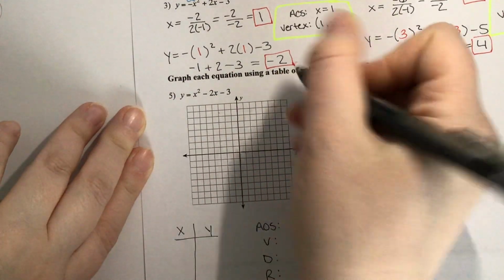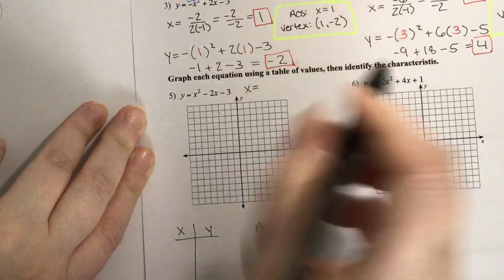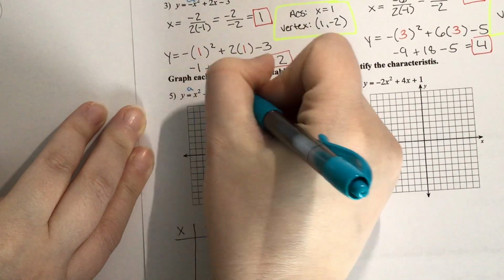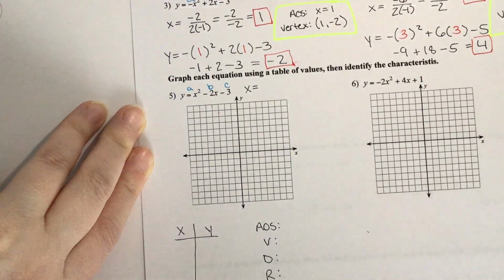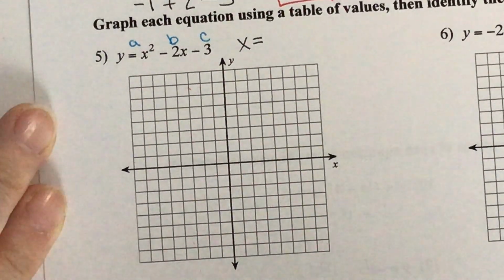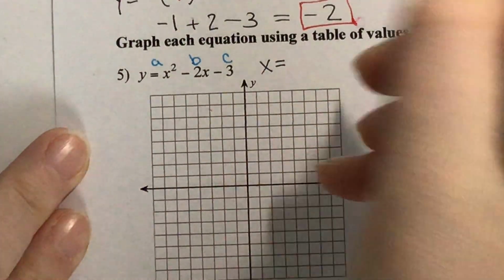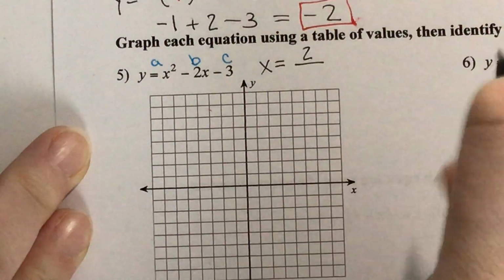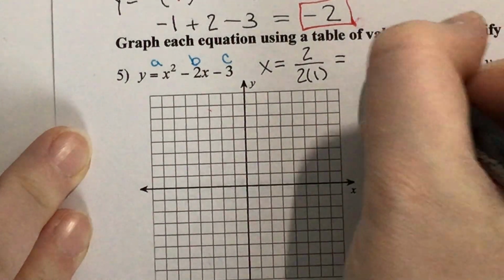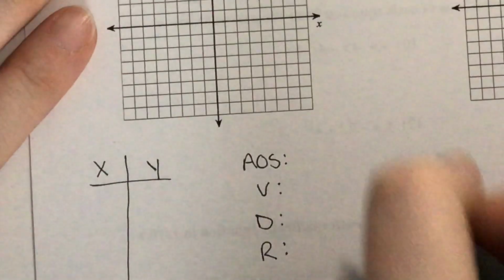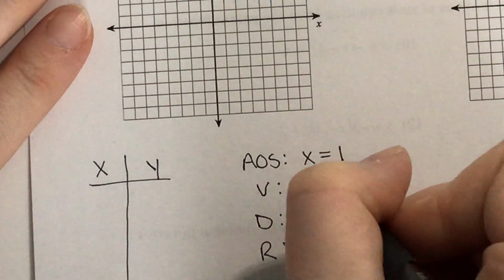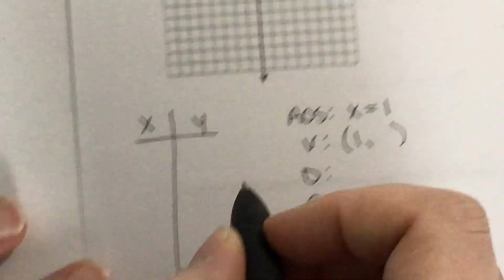Negative b over 2a. So x equals b in this case. Does it still help if I label them? A, B, C. Okay, so b is negative, so change it, make it positive. Negative b over 2a. A is 1. So it's just 2 divided by 2, which is 1. So axis of symmetry, x equals 1. And that's the first part of my vertex. So I can kind of fill that in and come back to it in a minute.